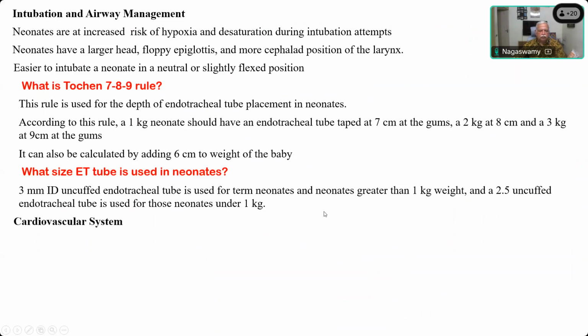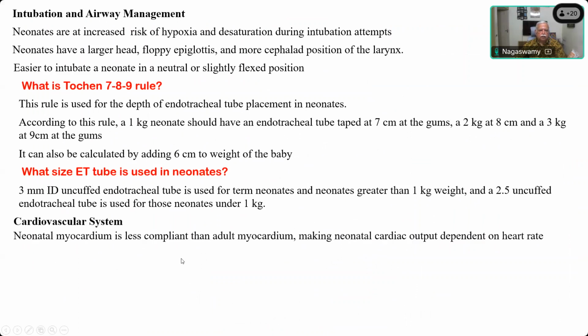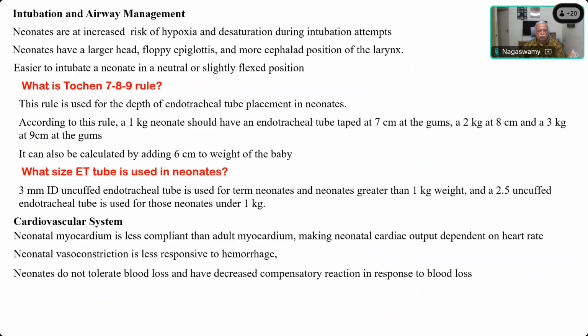Now coming to the cardiovascular system, neonatal myocardium is less compliant than adult myocardium, making neonatal cardiac output dependent on heart rate. So they are rate dependent children. The second important thing is the vasoconstriction response to hemorrhage is very poor. So they will not be able to tolerate blood loss. So you have to keep a very close watch on that.